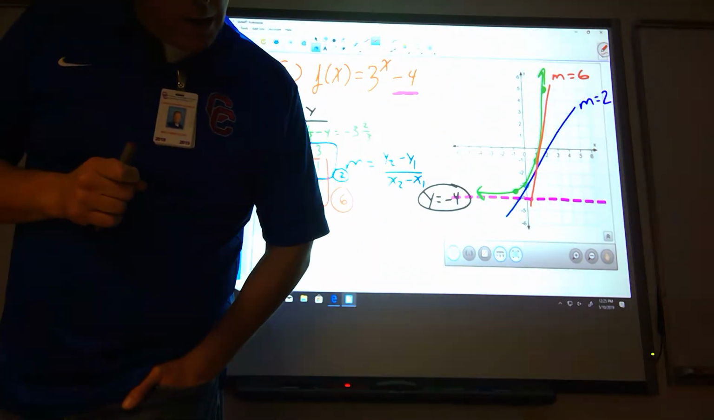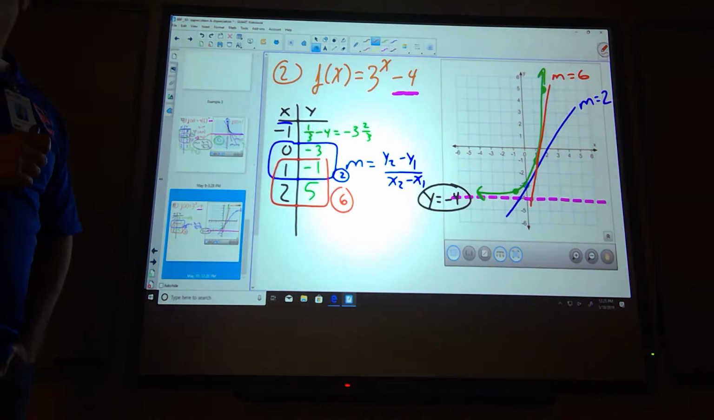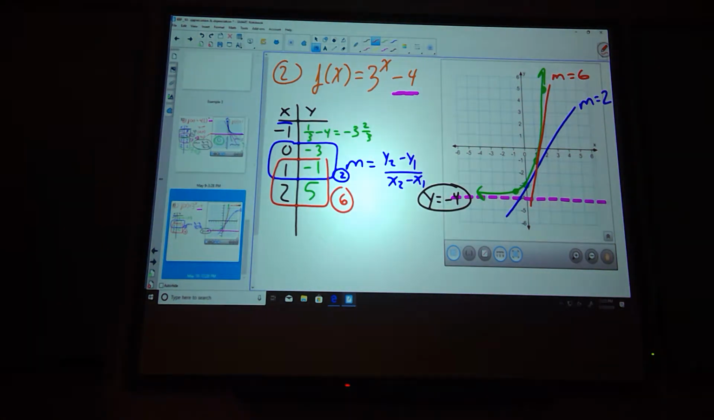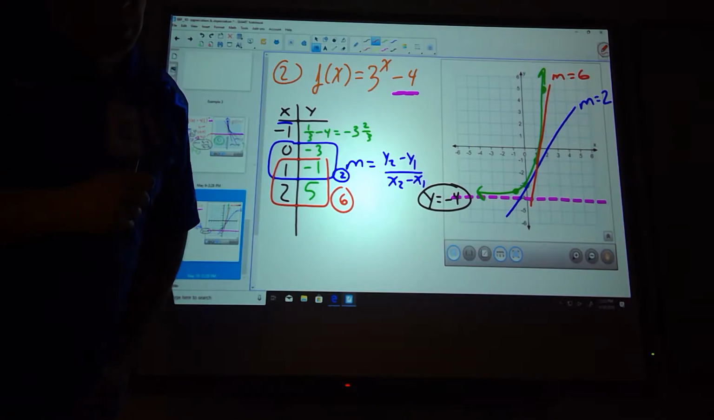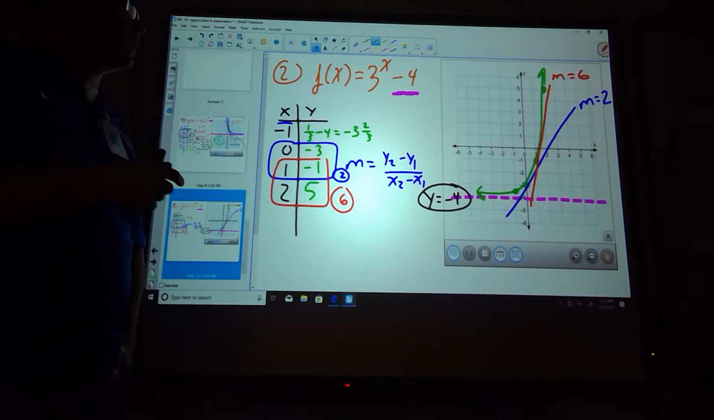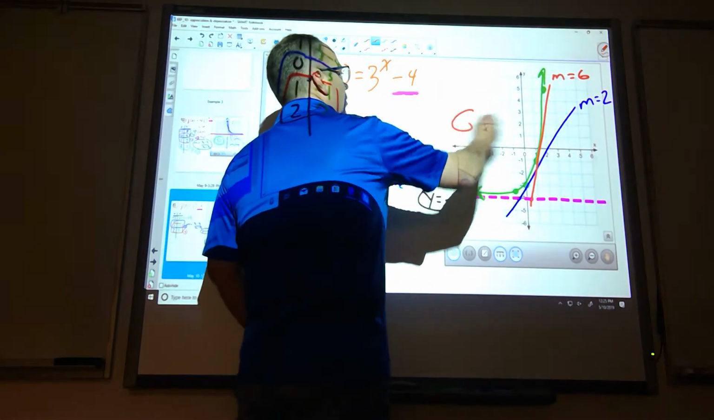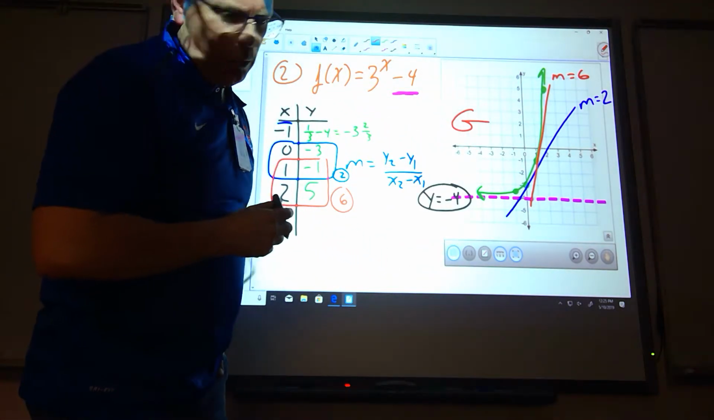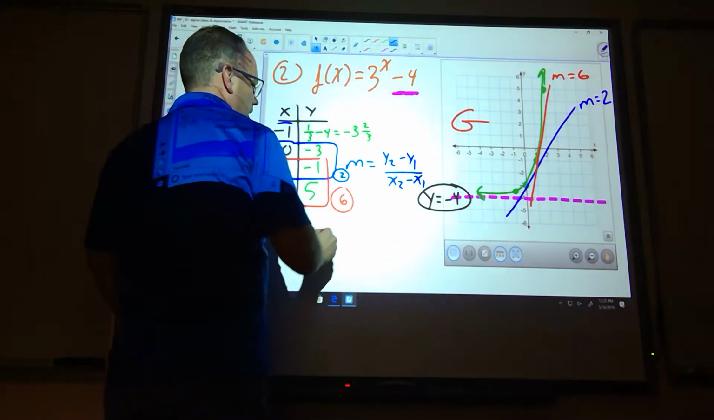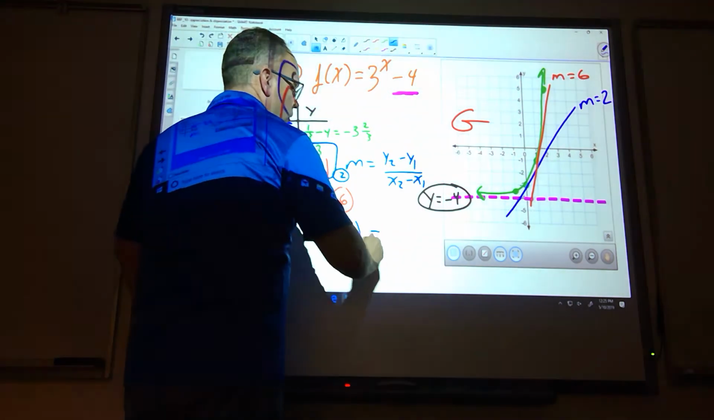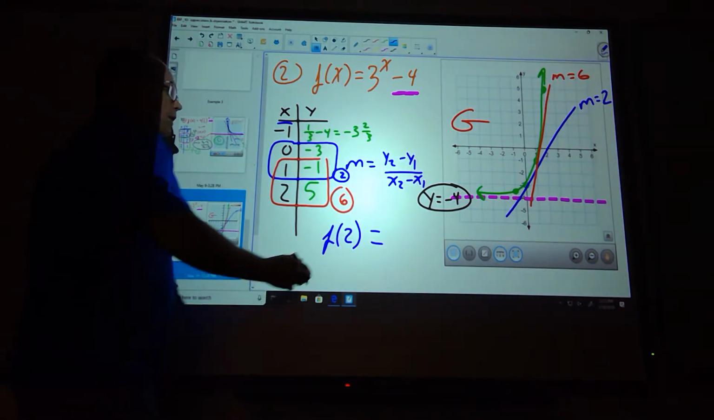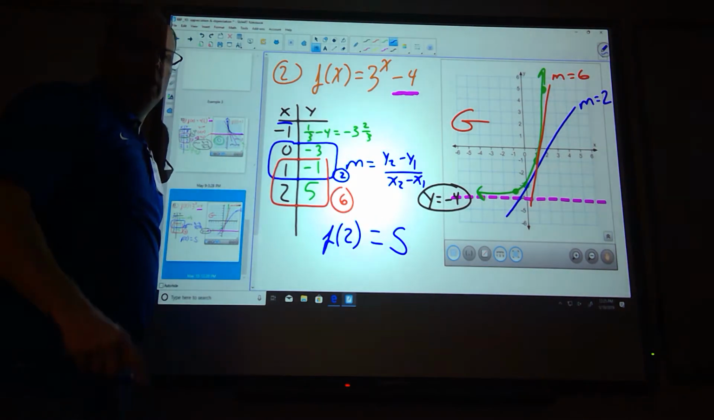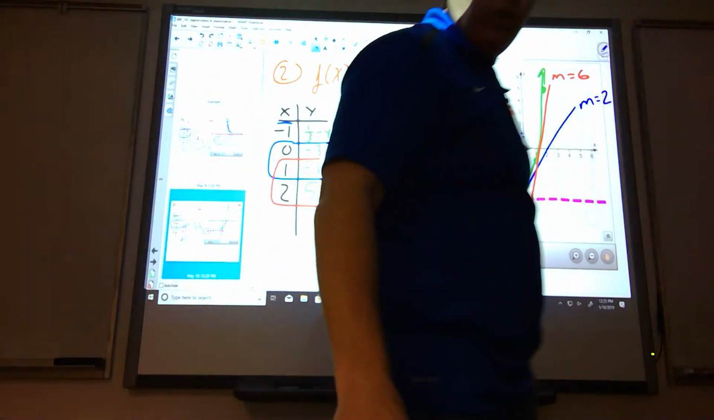What do you notice about the rates of change? They're different slopes. If f at x is an exponential, is it growth? We already said it's growth. And what is f at 2? Well, when I plug 2 in, what did I get out? 5. Good. Done.